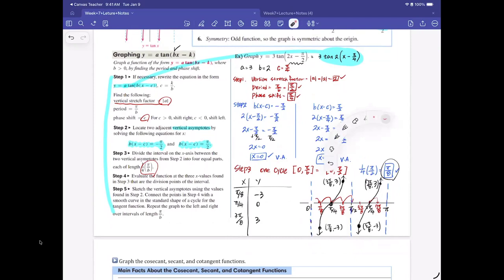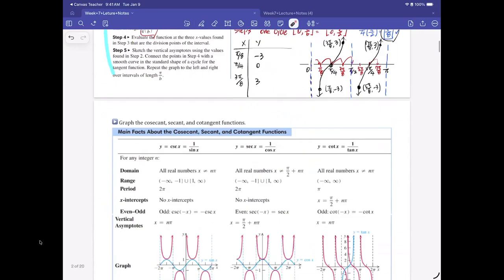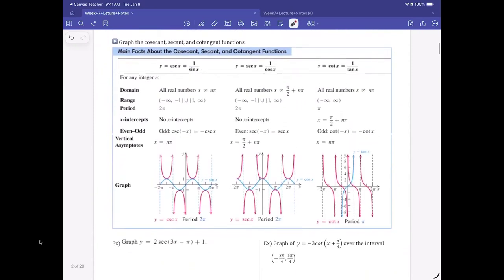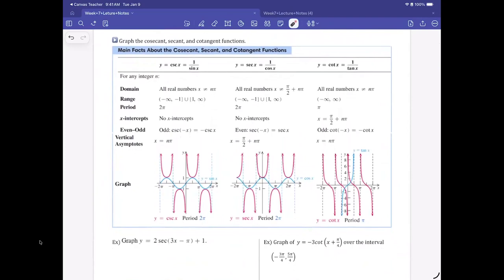All right, so let's talk about the cosecant and the secant and cotangent. Cotangent is, as you can see, the tangent is this way. Can you see the blue one? Tangent is this way, but the cotangent is the opposite way. But everything else is going to be the same. Same x-intercept, and the same vertical asymptote. Only the shape is different.